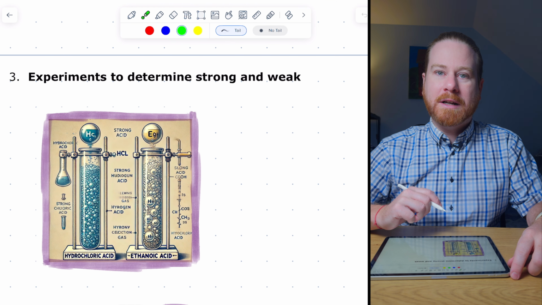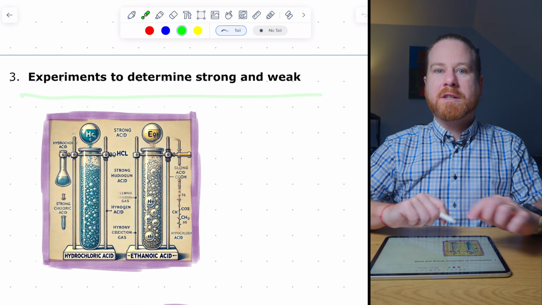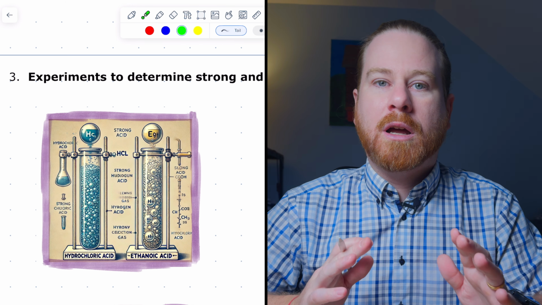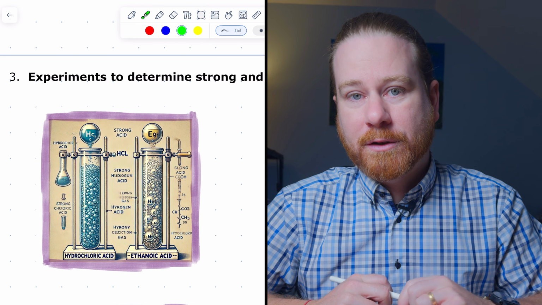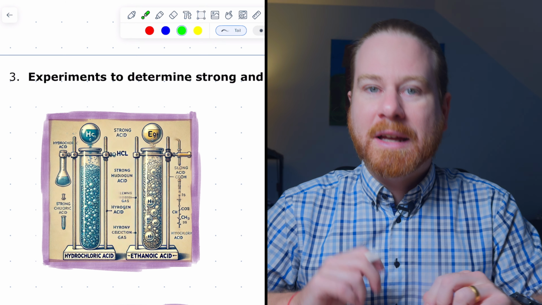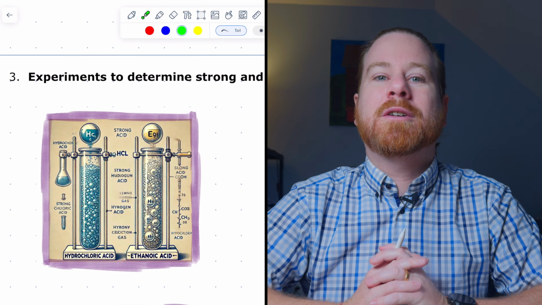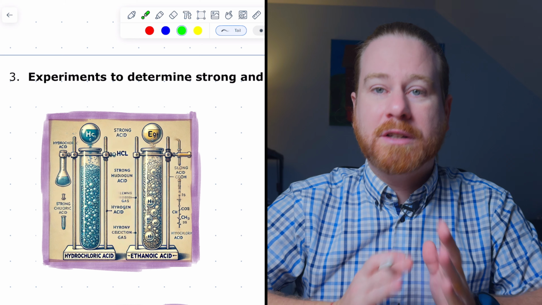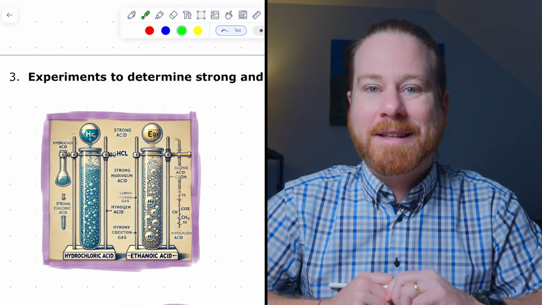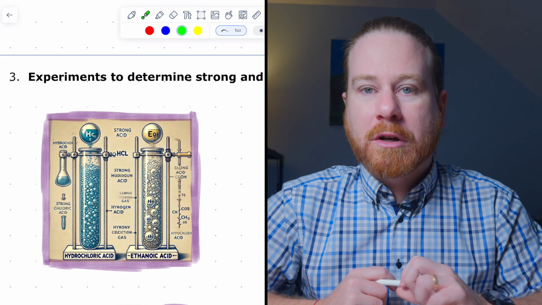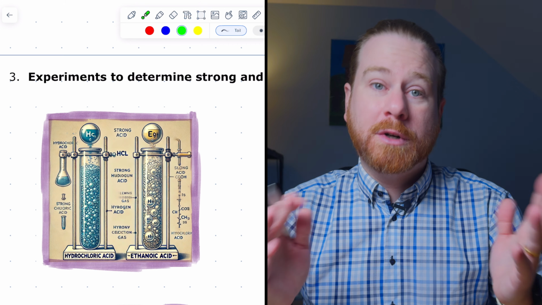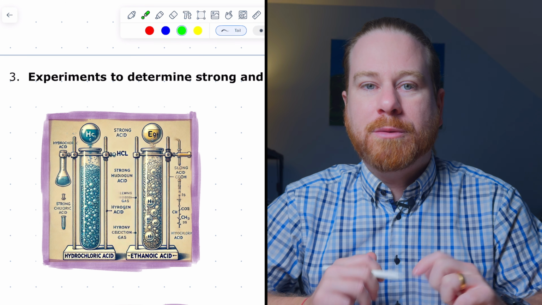Okay, now finally, how can we experimentally determine the difference between strong and weak? Well, we can't use a pH probe, that is for sure, as pH is only ever a measure of hydrogen ion concentration. And if we had a very concentrated solution of ethanoic acid and a dilute solution of hydrochloric acid, their pHs could very much be the same. So because of this, when comparing strong and weak acids and bases, the concentration has to be the same. For example, 1 mole per decimeter cubed.